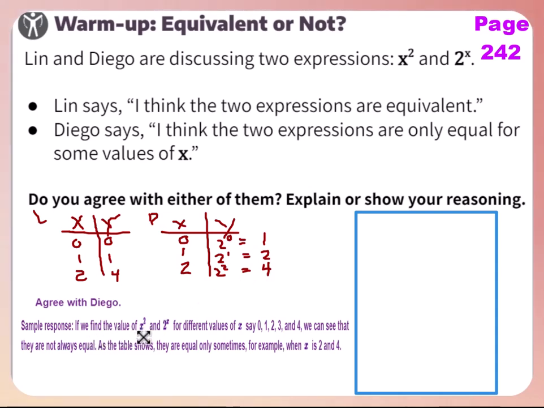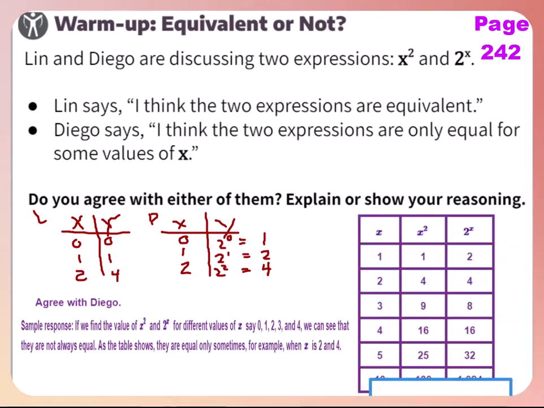Okay, if we find the value of x squared and 2 to the x for different values of x, say 0, 1, 2, 3, and 4, we can see that they are not always equal. Okay, I probably didn't go high enough. So here's a table comparing x squared to 2 to the x. Okay, they're not always equal.